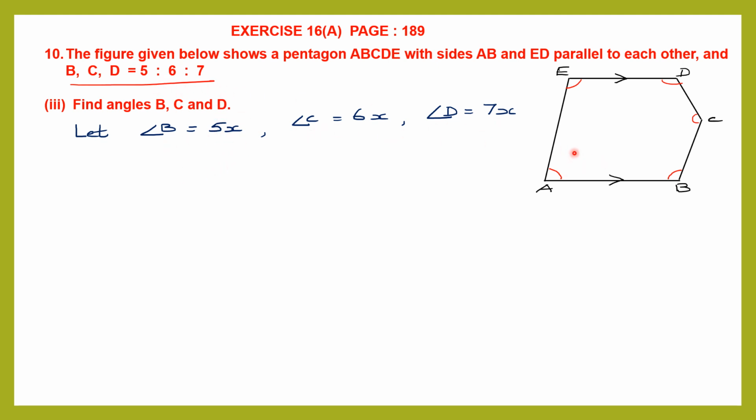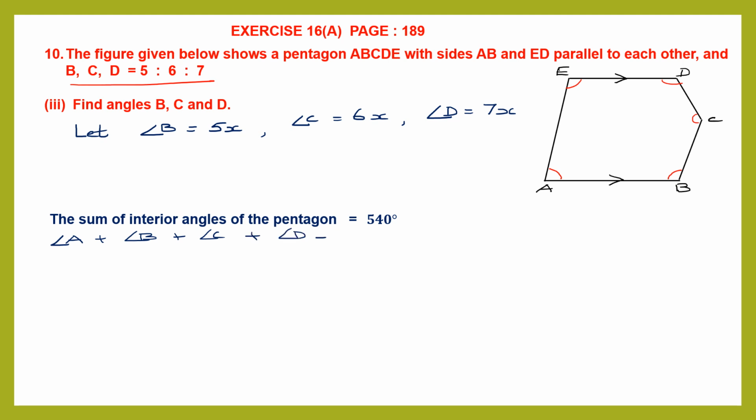Now if we add up all these angles, angle A, B, C, D and E, they become the interior angles of this pentagon, isn't it? Now the sum of the interior angles of the pentagon we found out. So let's write that. Sum of the interior angles of the pentagon is 540. This was the first question that we found out. So that means if I add up angle A plus angle B plus angle C plus angle D plus angle E, I will get 540 degrees. Now we also found angle A plus angle E is 180, isn't it?